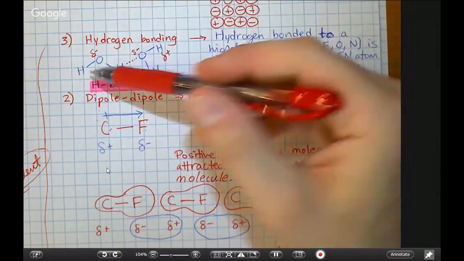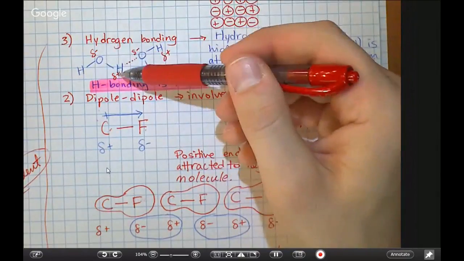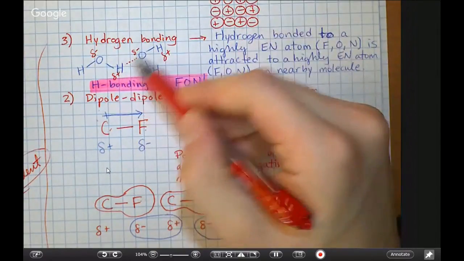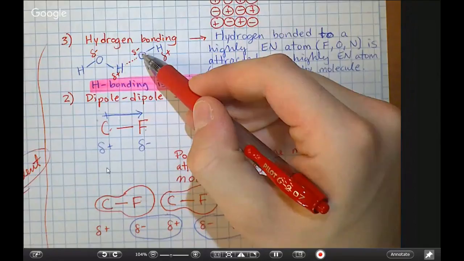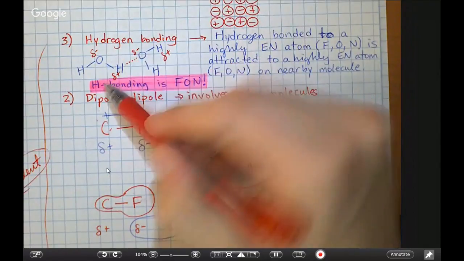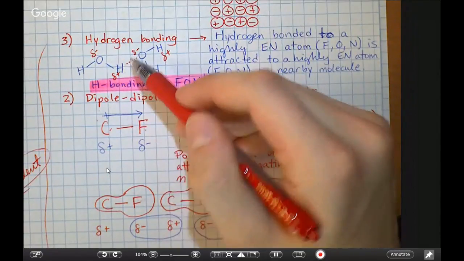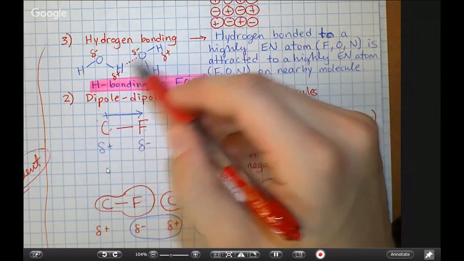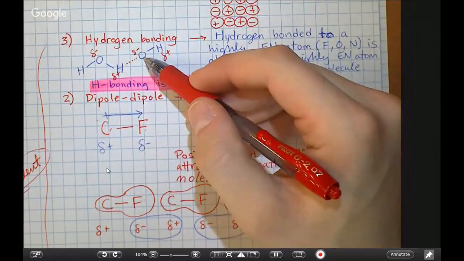So notice the hydrogen, which is partially positive from that dipole, is then going to be attracted to a negative atom or partially negative nearby. It's not a true bond, hence there's no solid line, but the dashed line says there's an attraction between something partially positive and something partially negative.